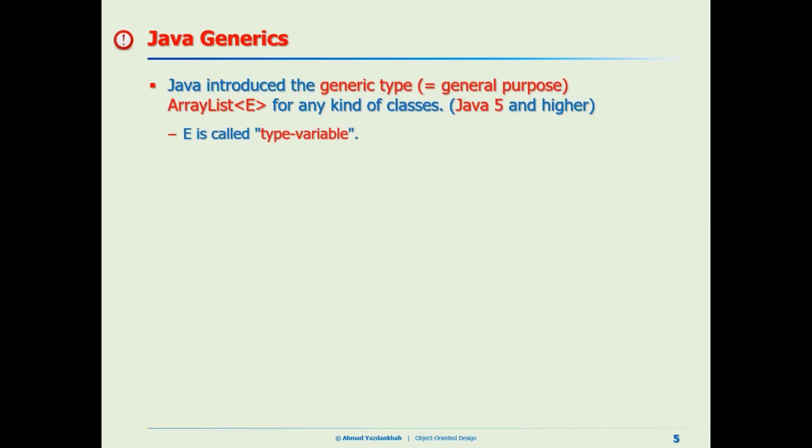So what is the generic type? First of all, generic is equivalent to general purpose, right? But generic is more popular, so we use the generic keyword for this. And the generic type looks like this. I am sure that you have seen this many times in other courses. Anyway, this E here is called a type variable, right?